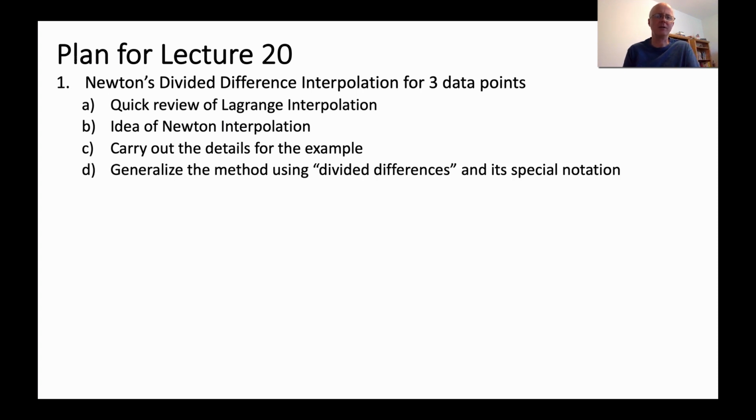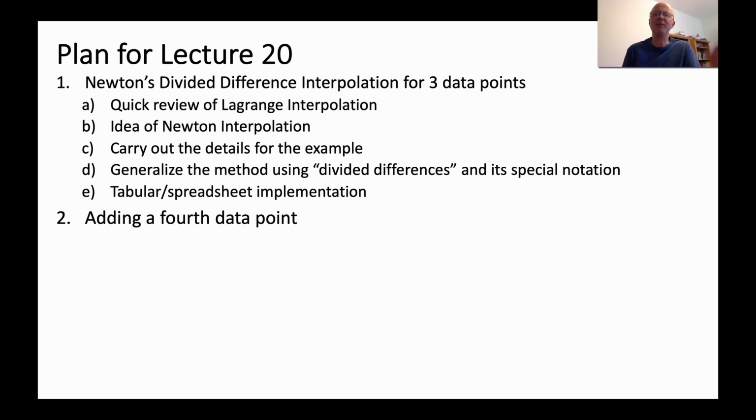Where this gets harder is when we try to generalize it to more data points and talk about the method using these things called divided differences and the special notation that comes with this. Part of the difficulty in all this is dealing with the notation. Okay, so that's something to be aware of. We'll talk about carrying out the implementation of the method in a table by hand with calculator help and also in a spreadsheet. We'll add a 4th data point.